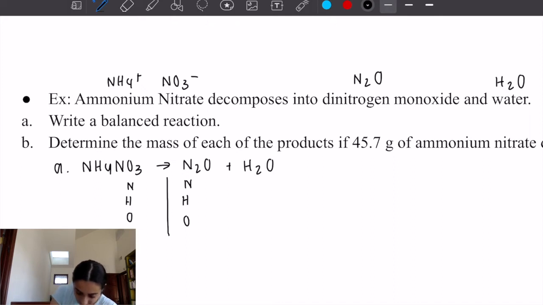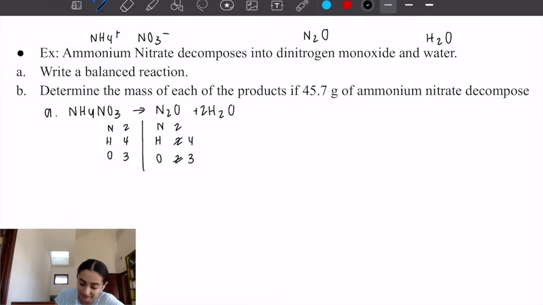So on the left side, we have 2 nitrogens, 4 hydrogens, and 3 oxygens. On the right side, we have 2 nitrogens, 2 hydrogens, 2 oxygens. So I'm going to first try to fix the hydrogens by putting a 2 on H2O, which will give me 4 hydrogens and 3 oxygens, and that balances our equation.